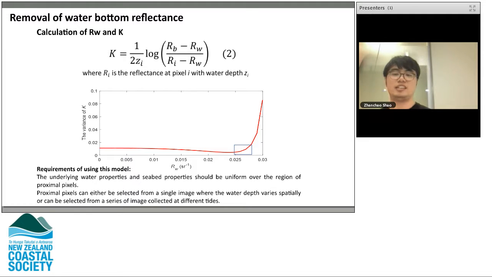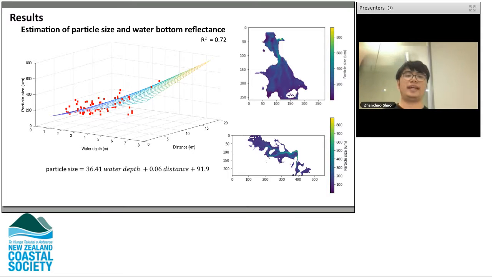Proximal pixels can either be selected from a single image, where the water depth varies spatially, or can be selected from a series of images collected at different times. So in the first case, we can get a set of images with high temporal resolution but low spatial resolution, and vice versa in the second case. And then we can have a look at our results.